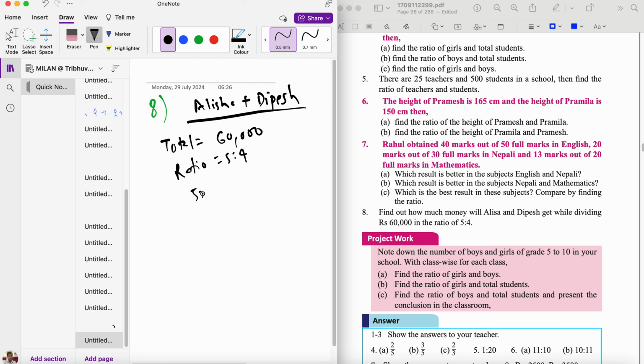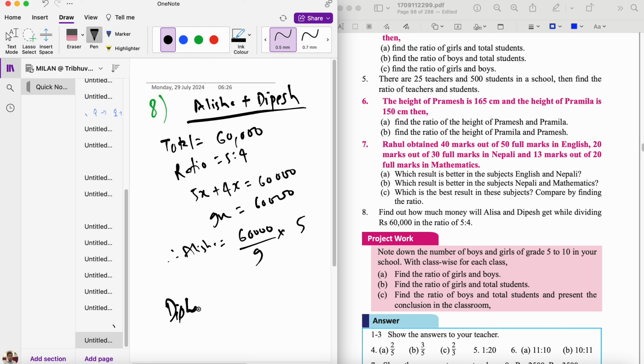The ratio is 5 to 4. They divide it as 5x plus 4x equal to 60,000. 9x equal to 60,000. So Elisa gets 60,000 by 9 into 5. This is what Elisa got, and Deepesh got 60,000 by 9 into 4. Okay, this is the answer.